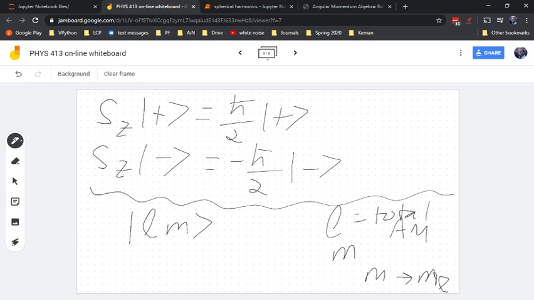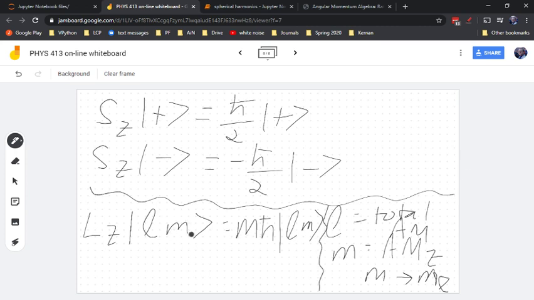And then M is the angular momentum in the z direction. So for example, if I act on this thing with Lz, it has the exact same effect that acting on Sz plus does. It's going to spit out an eigenvalue. It's going to spit out M times h bar, and then it's going to leave me the same state |L M⟩.